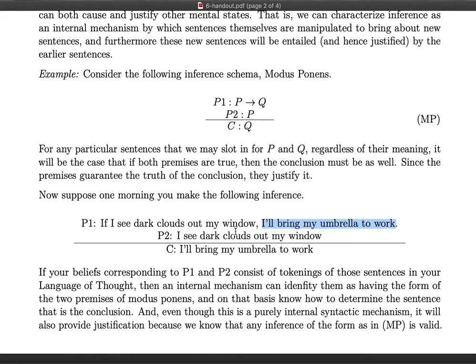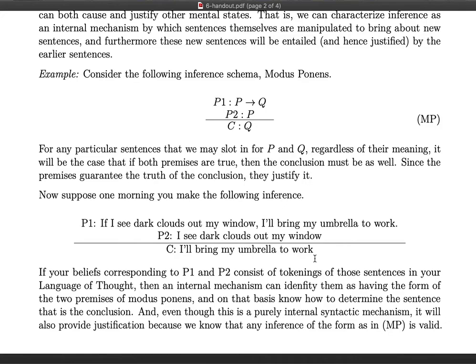So here, what we can do to make sense of how your belief that you'll bring the umbrella to work is caused by these beliefs, is simply by an internal mechanism that is able to inspect the form of the sentences of your earlier beliefs. Okay, so because we can make sense of how there's an internal mechanism that's manipulating these sentences, we can make sense of how our beliefs are caused by other beliefs, or how the inferences we make are things which are caused by other mental states. And then, furthermore, we have this causal relation in virtue of an internal syntactic mechanism.